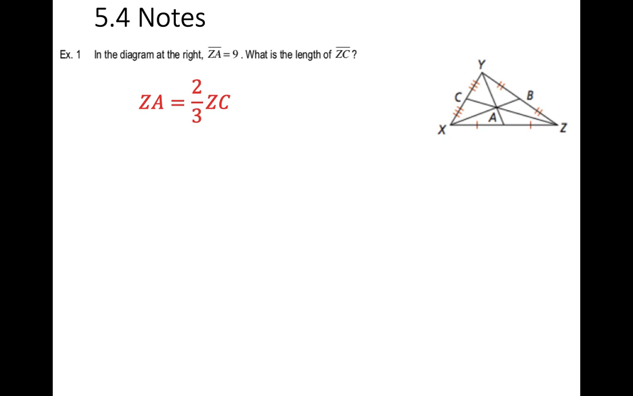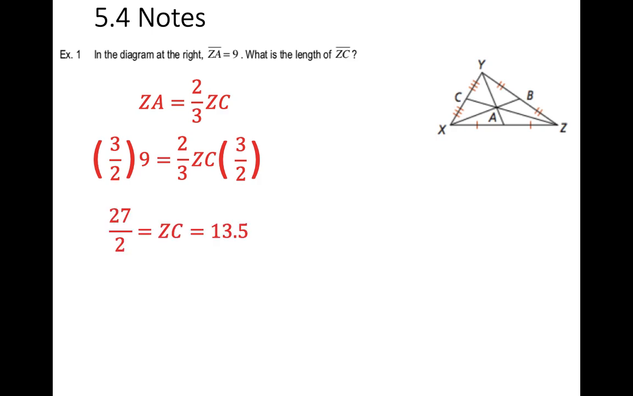Now we can just put in the values that we know. ZA is 9. So 9 equals 2/3 of ZC. I want to find ZC alone, so I need to multiply by 3/2. That will cancel the 2/3 and get ZC alone. But of course I can't just multiply the right hand side by 3/2. I have to multiply the left side by 3/2 as well. So when I do that, on the left side I get 27/2. On the right, the 2/3 and the 3/2 cancel out to get ZC alone, and of course 27/2 is the same thing as 13.5. So I know that ZC is 13.5.